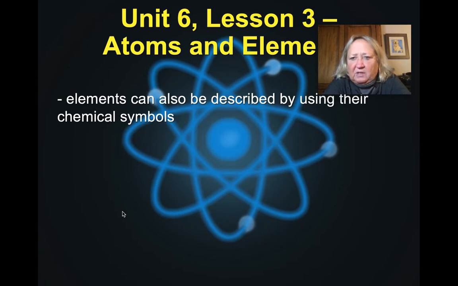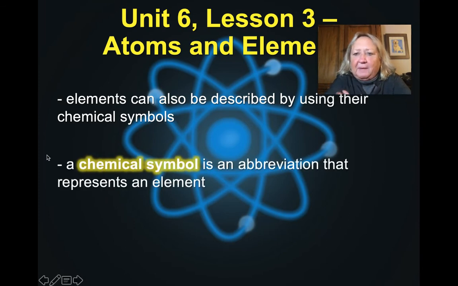Elements, which we talked about. Hopefully, you watched the last PowerPoint. It's very important that you did. But elements are described by using what is called a chemical symbol. And that is like when you're mailing a letter or you write down your address, you use OH for Ohio. Elements are the same way. So the definition for a chemical symbol is an abbreviation that represents an element.